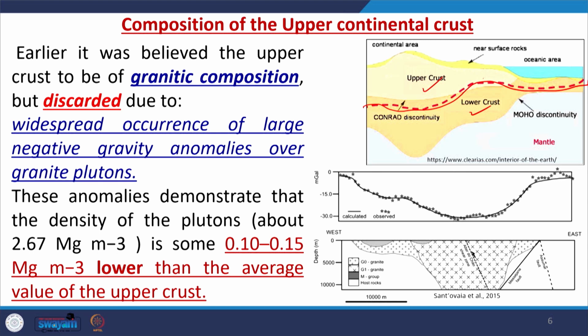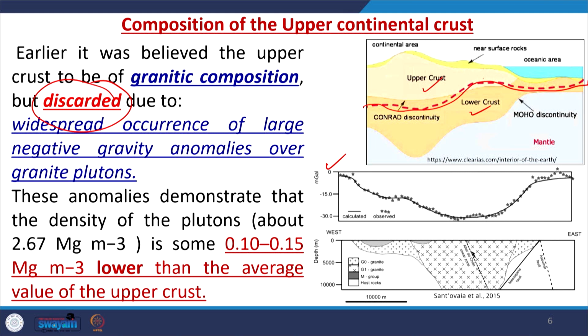Earlier it was believed that the upper crust is of granitic composition, because granite is the most common rock on the upper continental crust. It was believed that the granite composition probably fits the upper continental crust, but later on it was discarded. Why discarded? If you see this graph, it is the gravity anomaly map. Gravity shows the vertical and lateral density contrast.